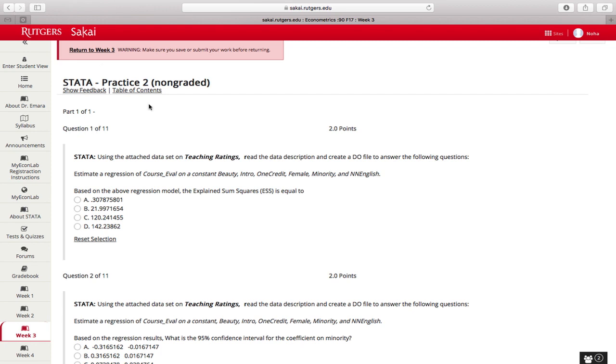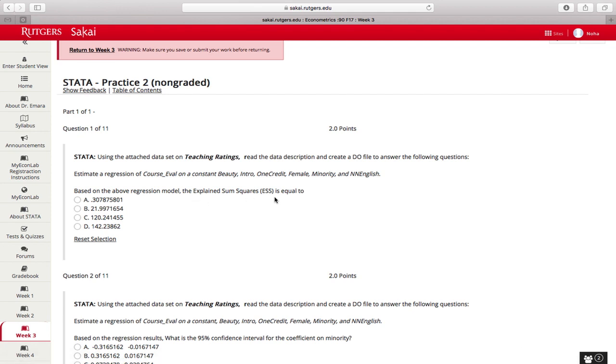And again, our dependent variable is the teaching rating. The dependent variable here is course evaluation, based on a constant, beauty, intro, 1 credit, female, minority, and English, which is if the professor is a non-native English speaker. Okay, and then the first question is based on the above regression model, the explained sum of squares.